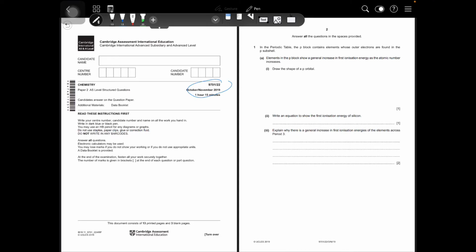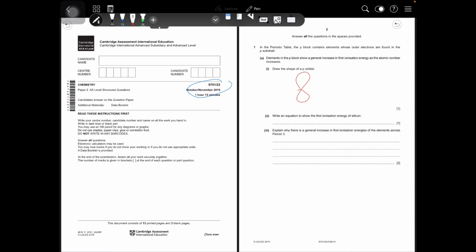So in the periodic table, the p block contains the elements whose outer electrons are found in the p subshell. The elements in the p block show a general increase in first IE as the atomic number increases. Draw the shape of a p orbital. So let's recap. A p orbital will have a dumbbell shape. So just draw a dumbbell shape. Therefore, you will have that one mark.